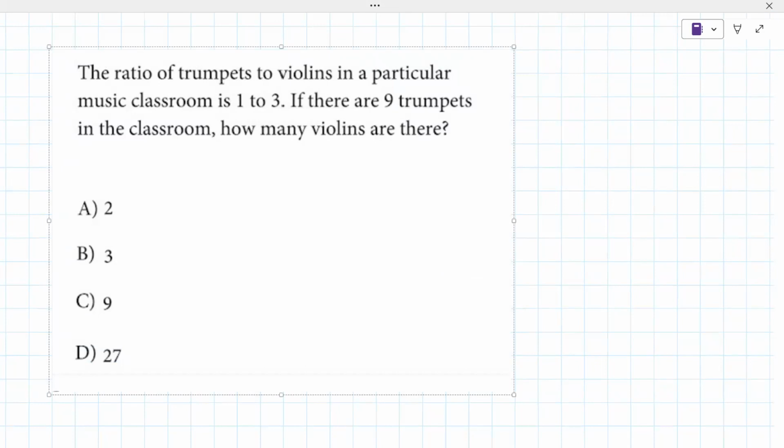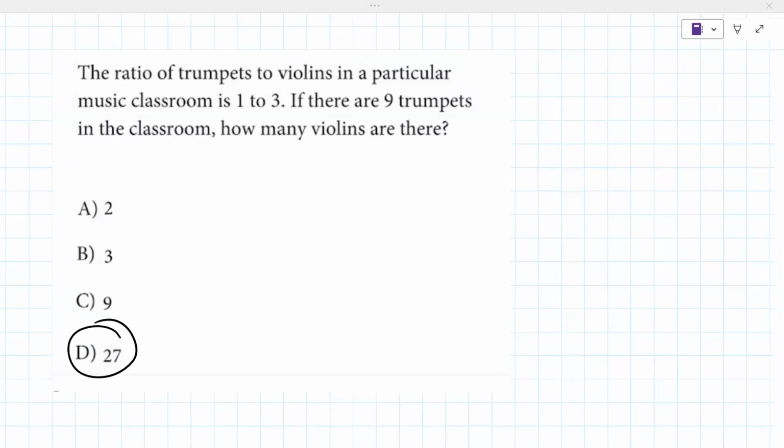D. It's D. Yeah, that was fast. That's what we want. So these are the kinds of problems you want to do quickly and get them right. Couple more here.